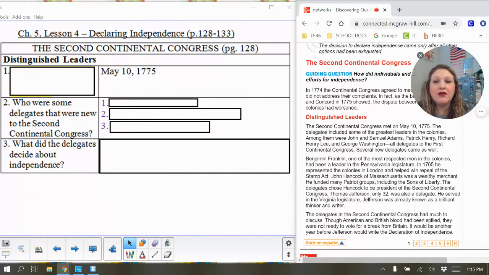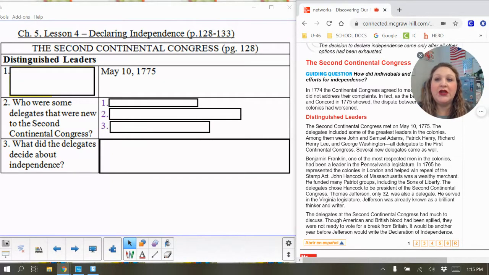And we are looking under the title, The Second Continental Congress. You may remember when we talked about the First Continental Congress, I said that with each newly elected group of members, they changed the number of the Continental Congress. So they have elected new members to Congress, and now it is the Second Continental Congress.